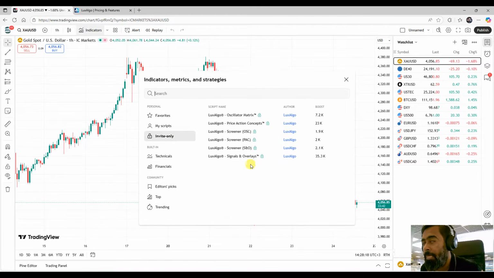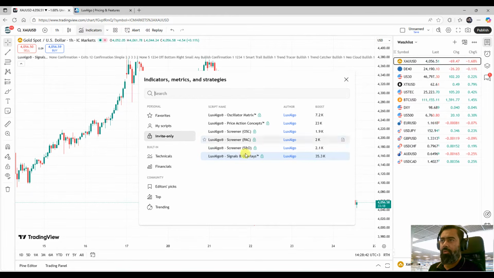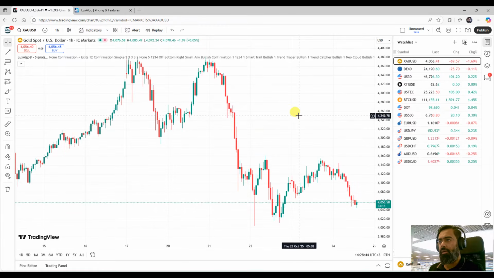Once you get these indicators, you can see that the boost for Signals and Overlay is 35.3k. For the rest of the indicators, it is 7.2, 23k, 1.92, and 2.1. So let's talk about the 35.3k one, which is Lux Algo Signals and Overlays. So what is the beauty about this indicator? Once you click on it, here it comes.